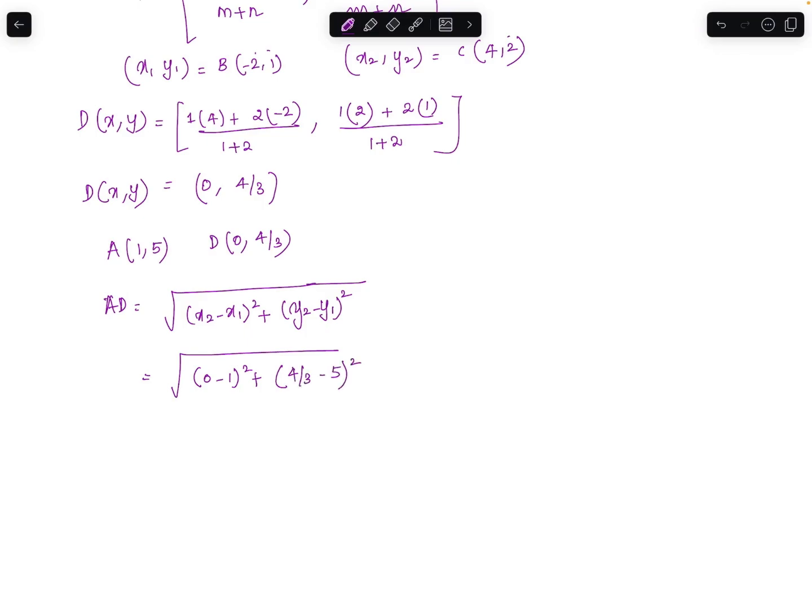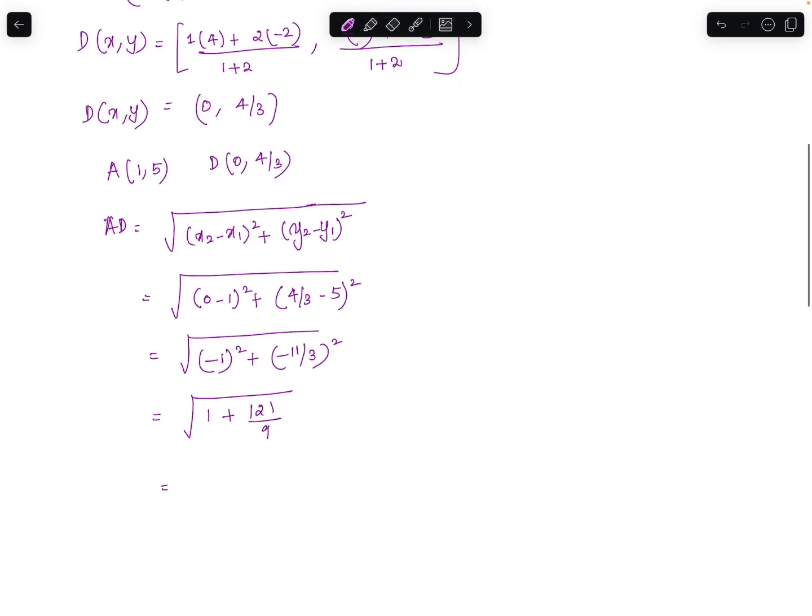4 by 3 minus 5 the whole square, which is minus 1 the whole square plus, taking the LCM, we get minus 11 upon 3 the whole square, which is root of 1 plus 121 upon 9, that is root of 130 upon 9, which gives us root 130 upon 3 units. So this is the length of AD.